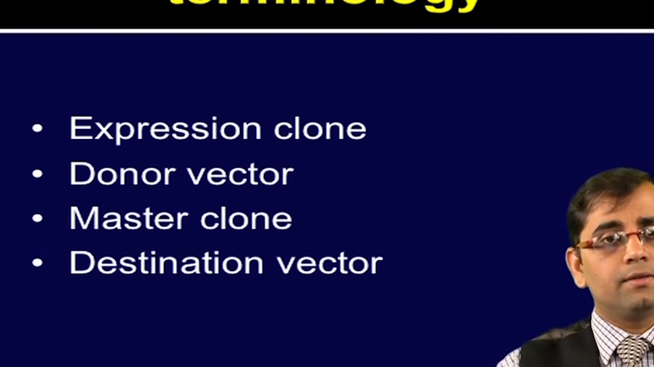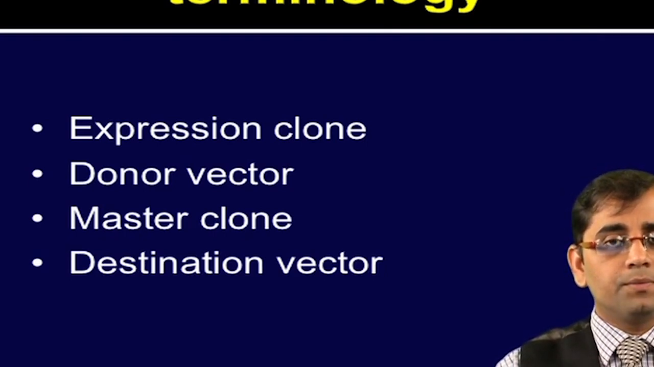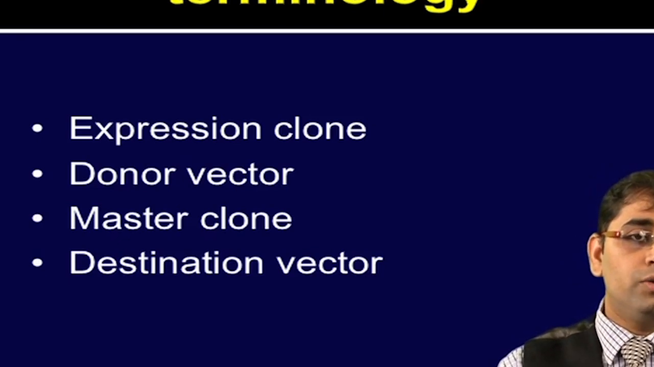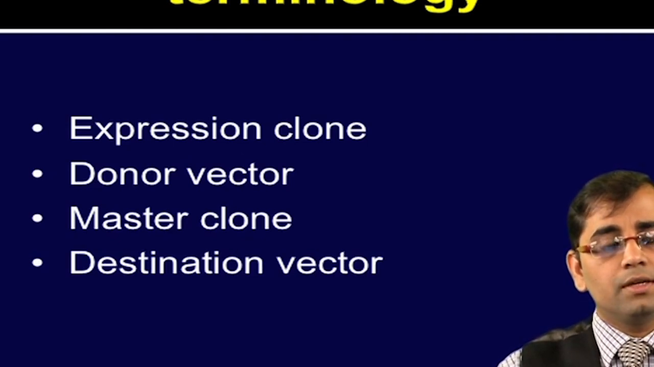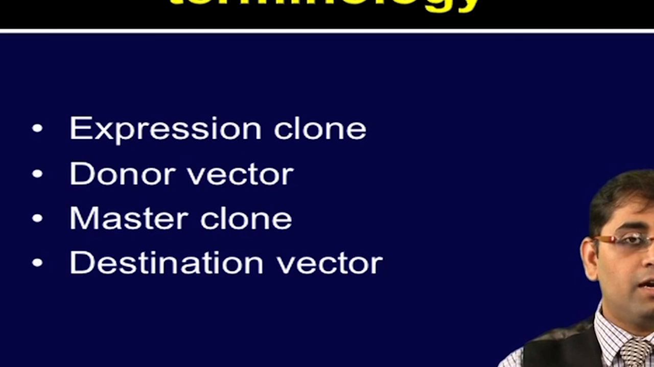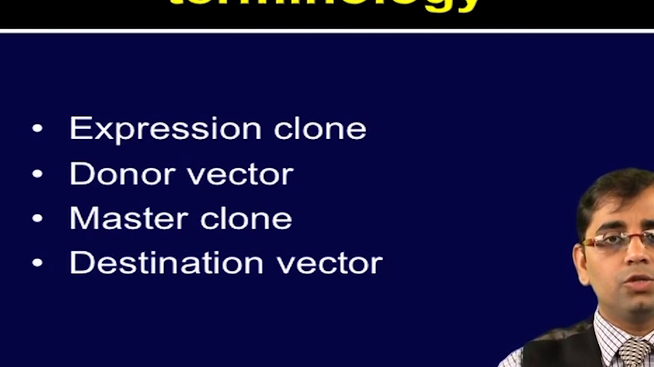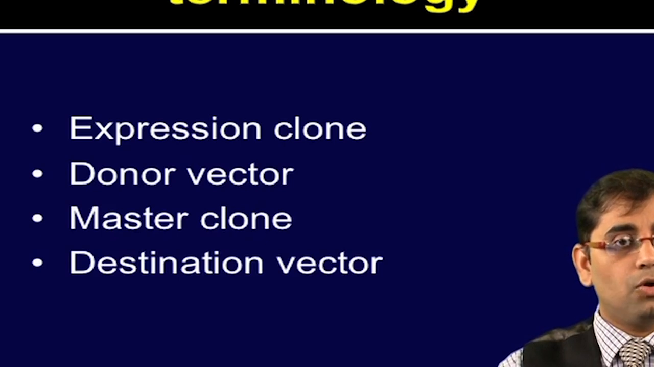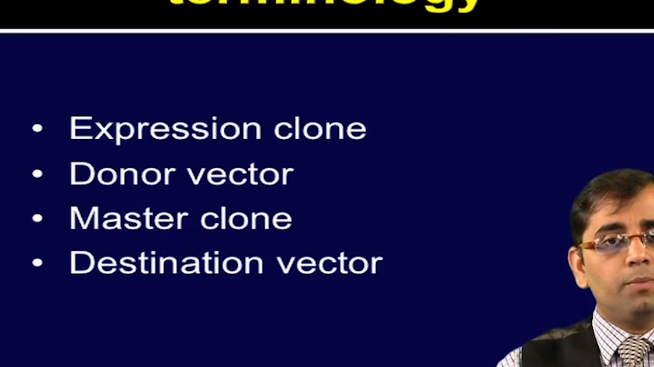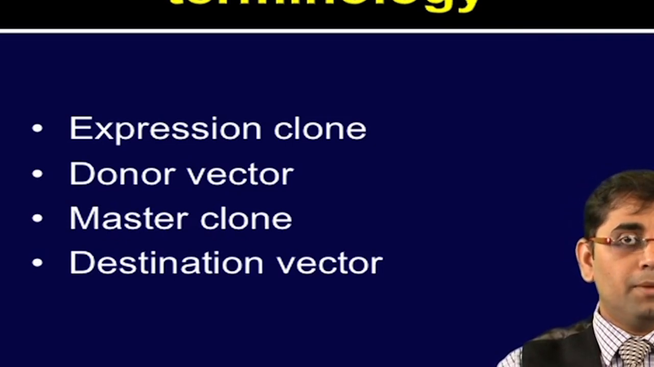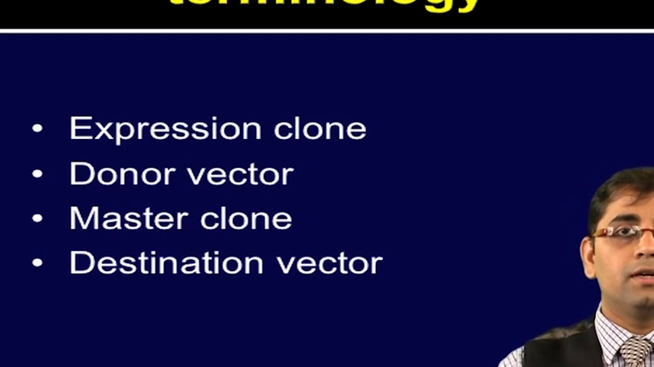What is the donor vector? The donor vector consists of a counter selectable gene which is flanked by att P sites, which recombine with the gene of interest flanked by att B sites in the BP reaction to produce a master or entry clone. The explanation for the BP reaction and master clone will be provided in subsequent slides.